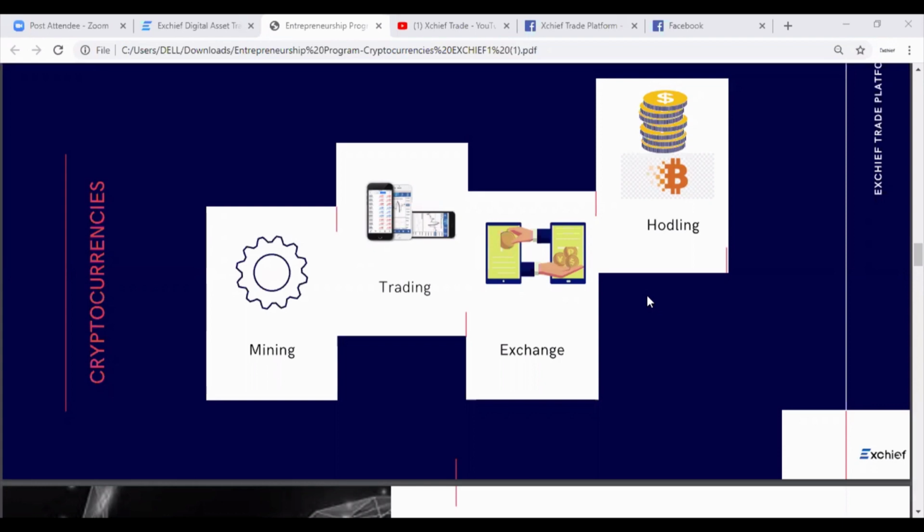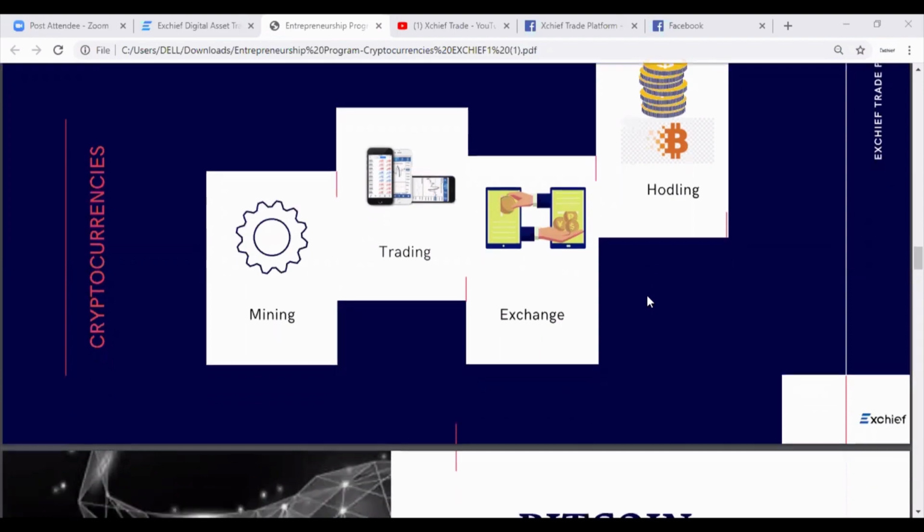Okay. But if you believe in a coin and you believe that it will appreciate in the near future, it's like buying stocks. Okay, you buy stocks today, you believe maybe the next 5 to 10 years it will appreciate in value. You hodl it, then you make profits off it in the near future.